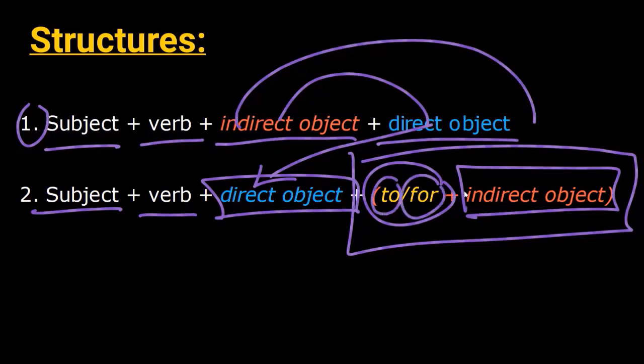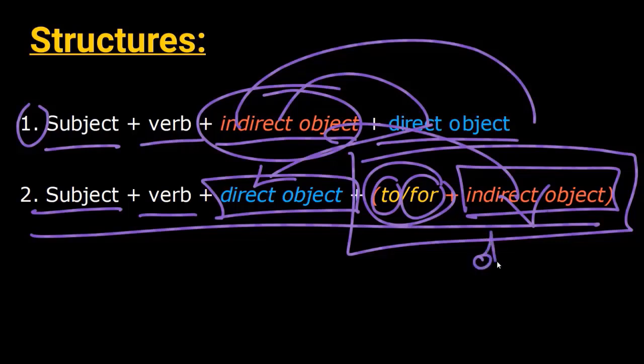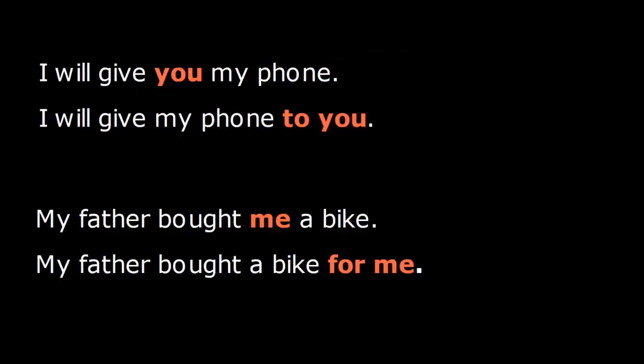And this is very important to note that if you follow this structure, the indirect object here will not be an indirect object. Originally it's an indirect object, but in this structure it will be called the object of the preposition. It will be called the object of the preposition, right? Object of this preposition, right? Let me show you some examples and make you understand. No worry, it's very easy.